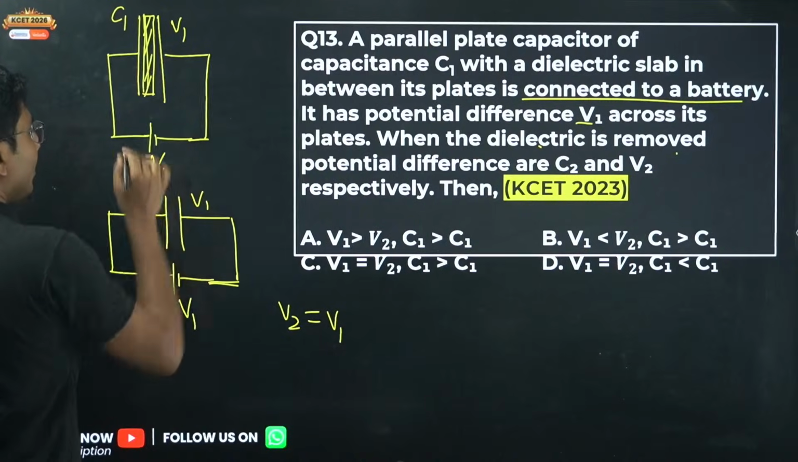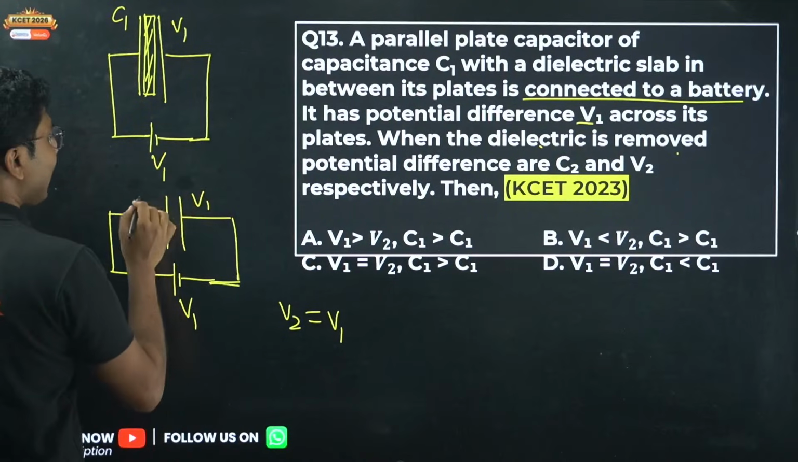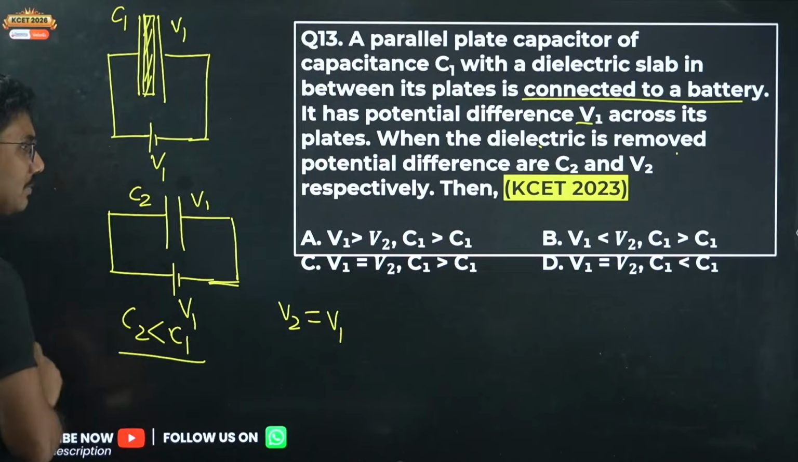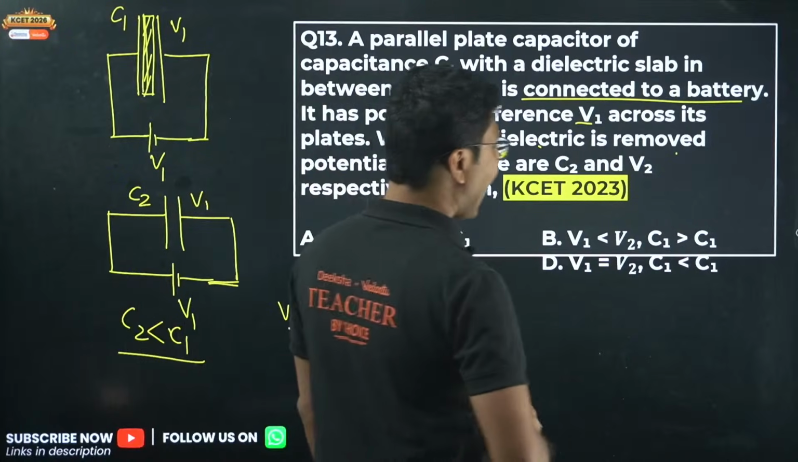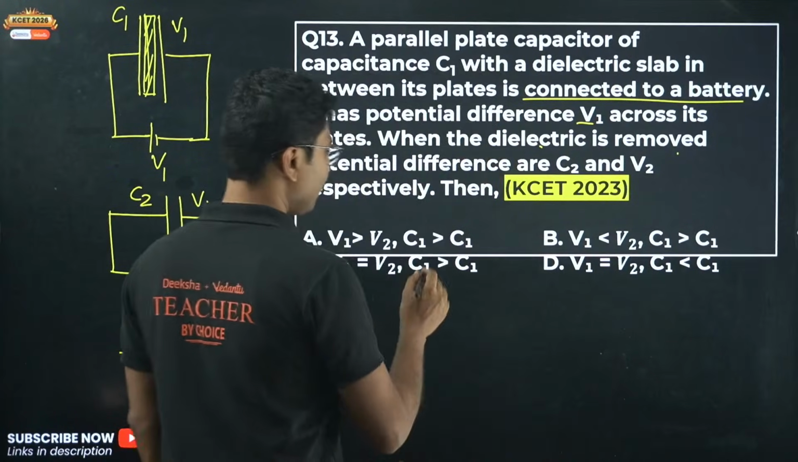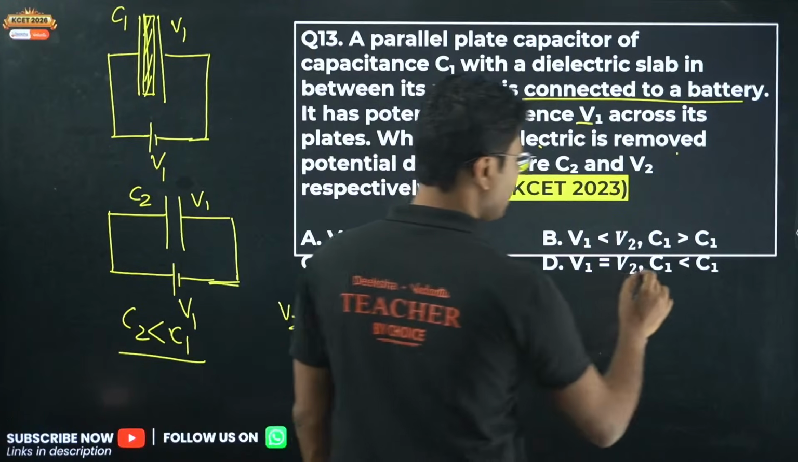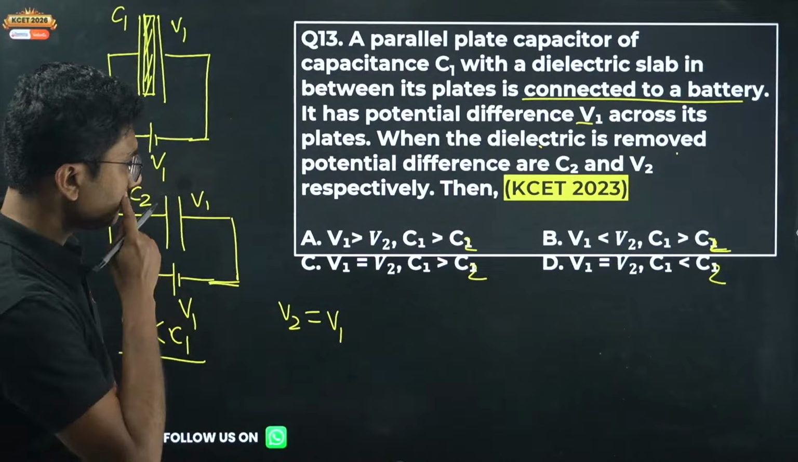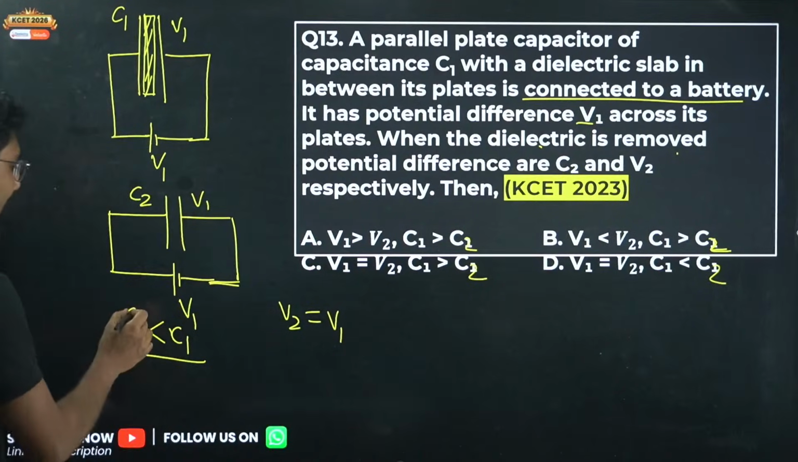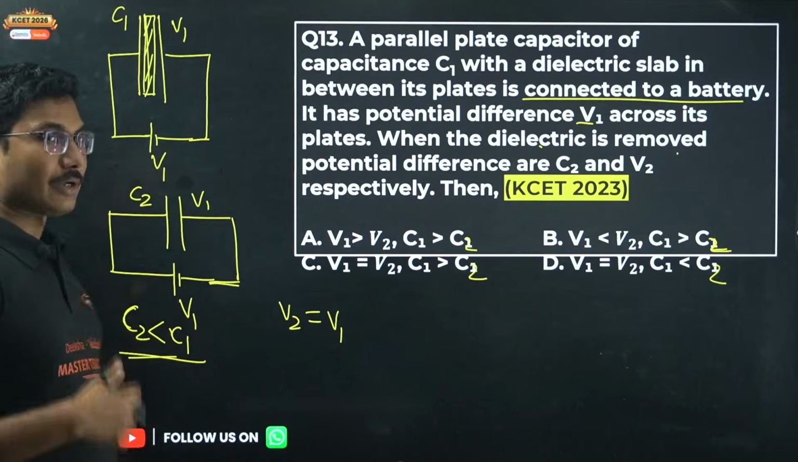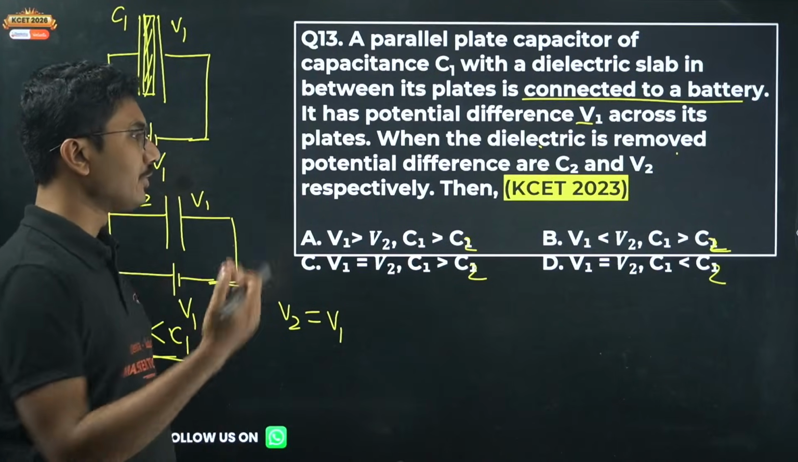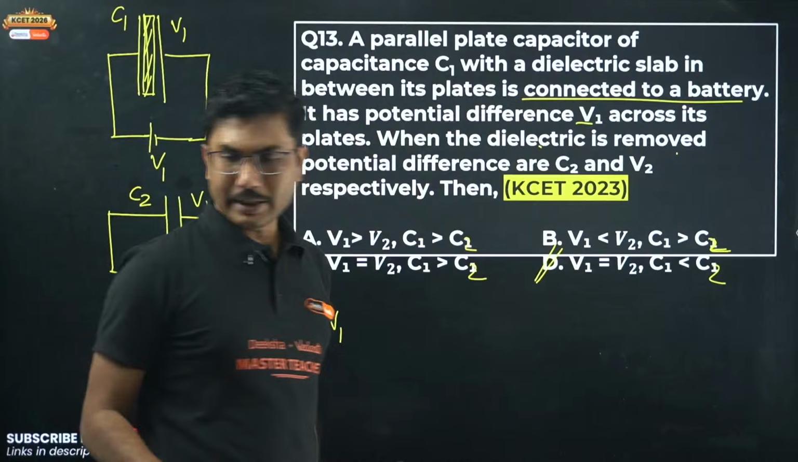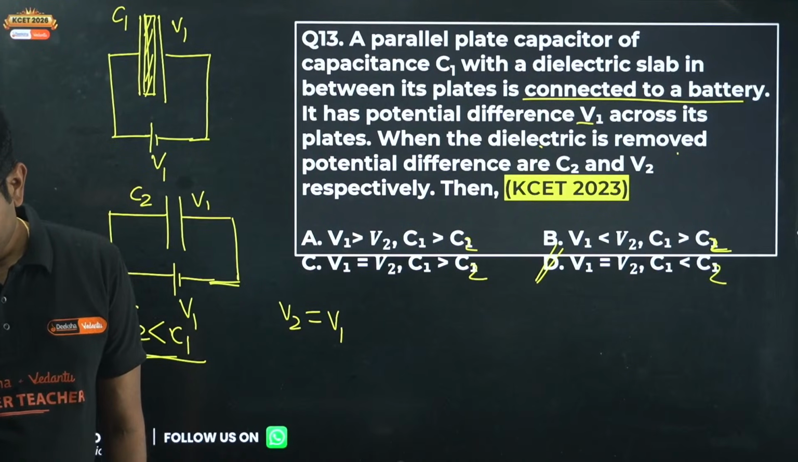Okay, but we know that if you remove the dielectric slab, the capacitance decreases, so C2 must be less than C1. So capacitance decreases, but voltage should remain the same. So option D is correct in this particular case. Okay.